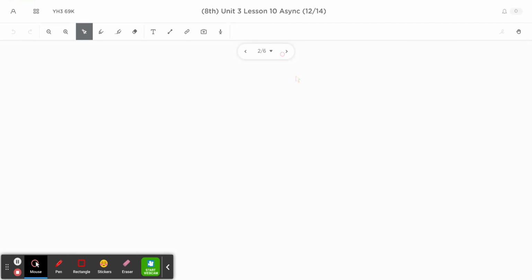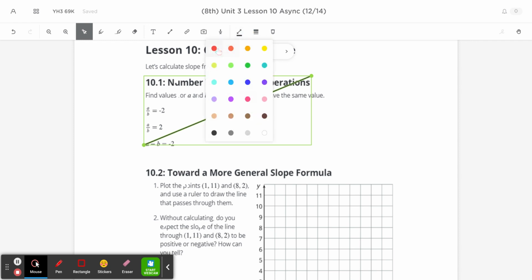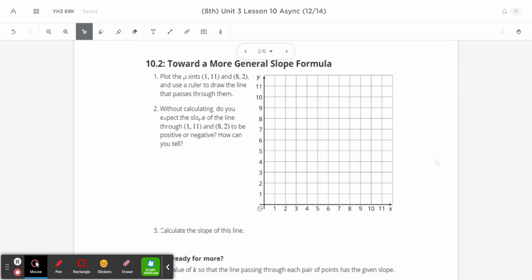I'm going to have you start on slide 2 of Class Kick. If you're absent, you can go ahead and skip 10.1, and I'm going to have you jump straight to 10.2. 10.2 says, plot the points (1, 11) and (8, 2) and use a ruler to draw the line that passes through them. Then in question 2, tell me whether you expect the slope of the line to be positive or negative, and in part 3, calculate the slope of the line. Please pause this video and complete 10.2.